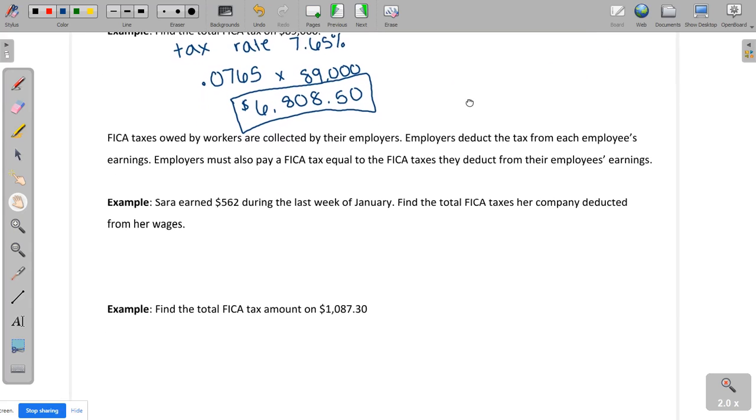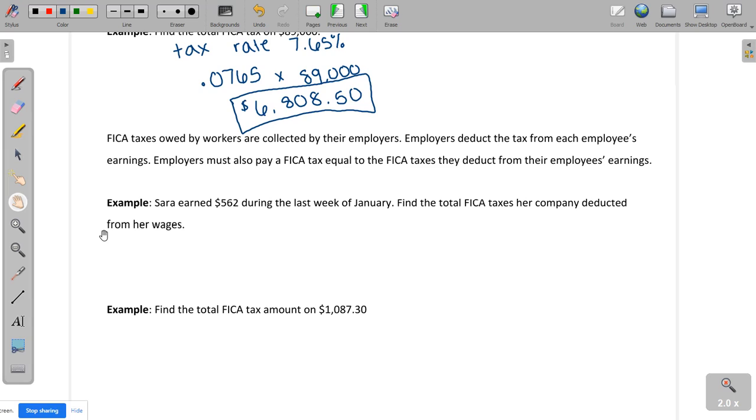Okay, let's look at this other problem. FICA taxes owed by workers are collected by their employers. Employers deduct the tax from each employee's earnings. Employers must also pay a FICA tax equal to the FICA taxes they deduct from their employees' earnings. So your employer and you both pay the FICA tax. So let's look at this example.